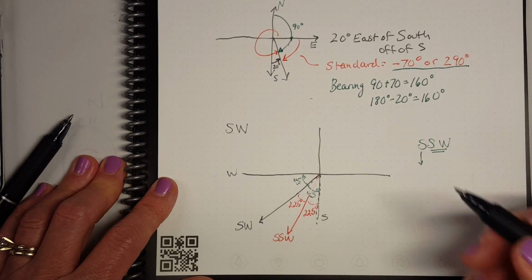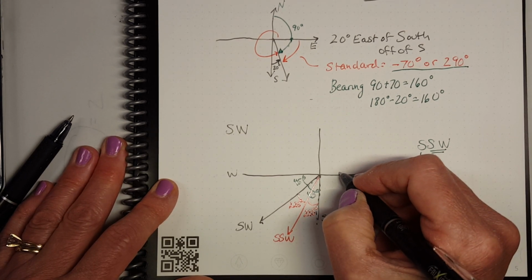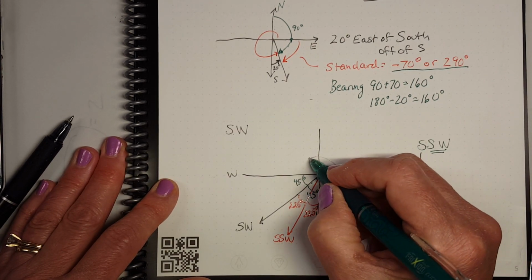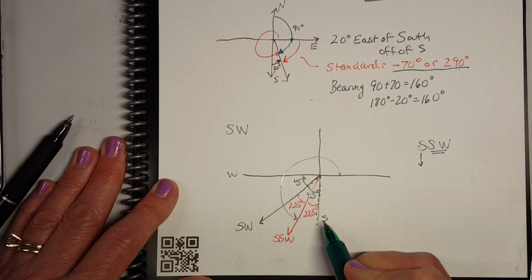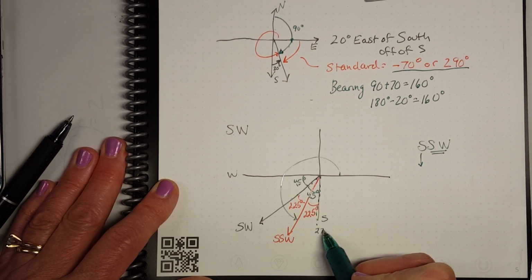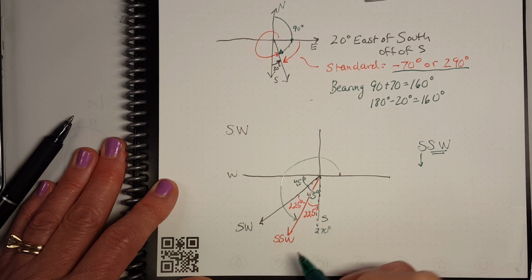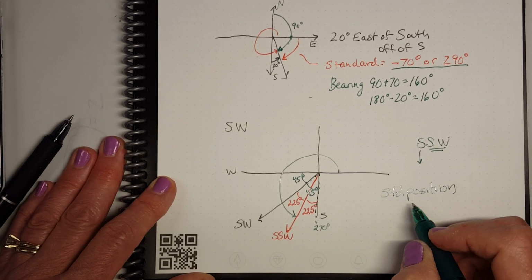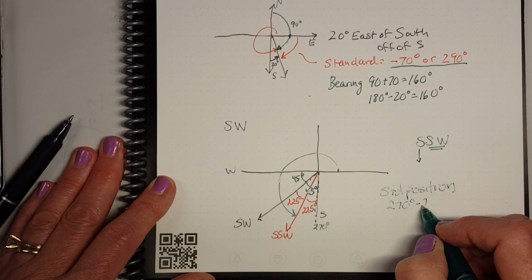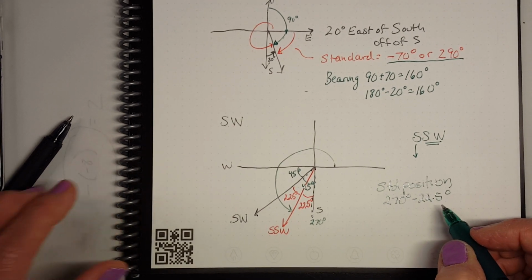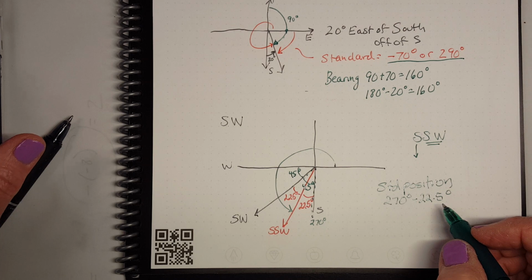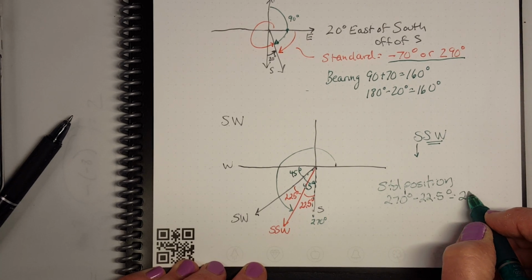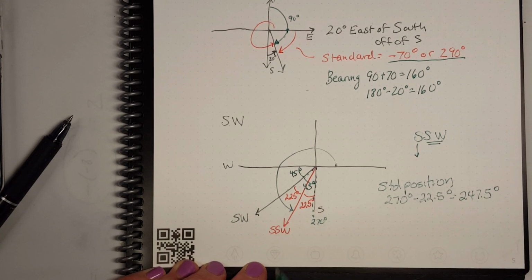Now, how could we get that in standard position? Well, we know that this is going to be 270. To go here in standard position, that would be just short of what we would call 270 degrees. So in standard position, south-southwest would be 270 degrees minus 22.5 degrees. And when you do that, it is 247.5 degrees. That's the positive.